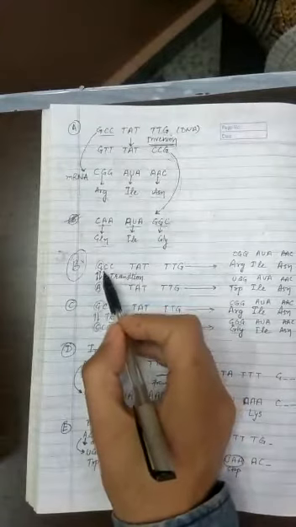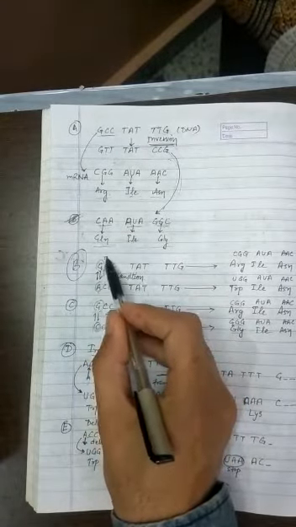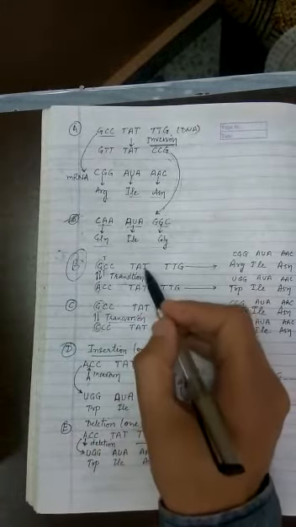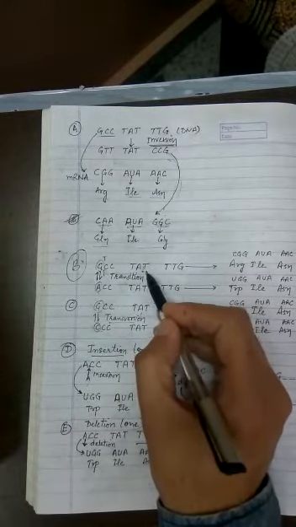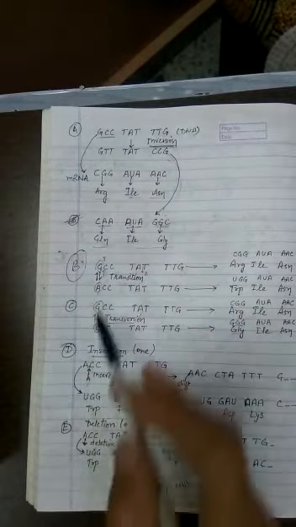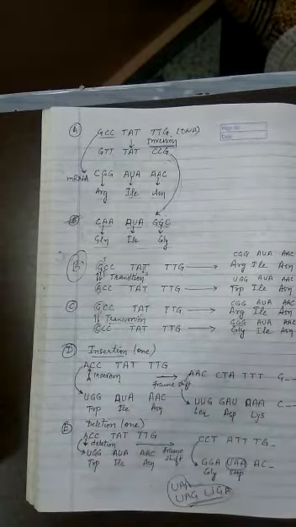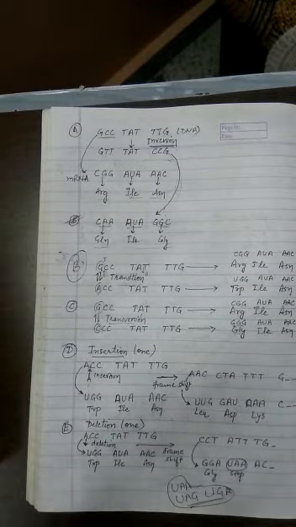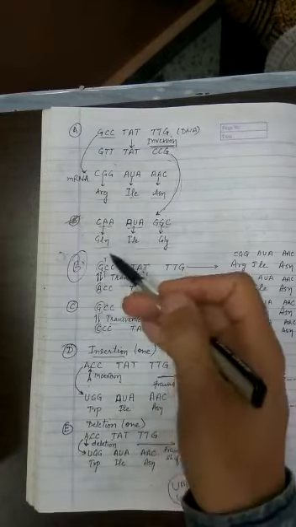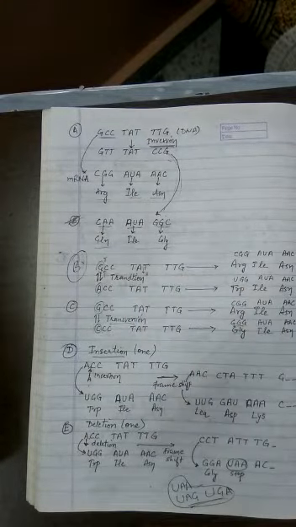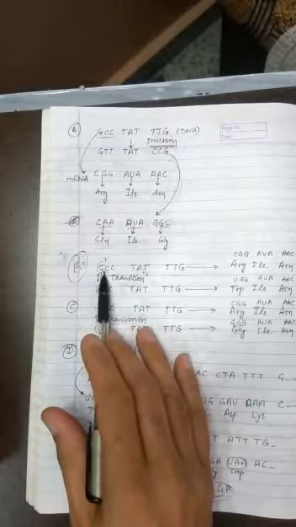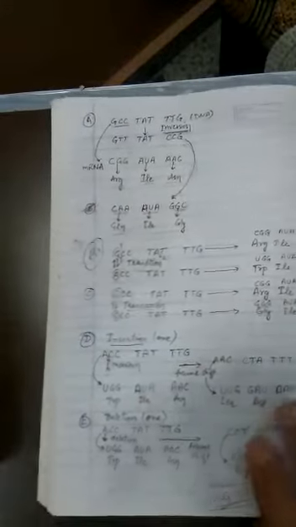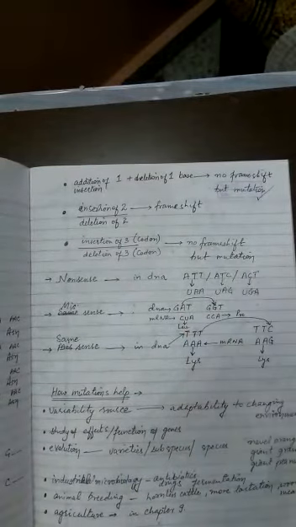Imagine that if you insert a T here, and if you remove the A from here, then obviously you are adding one and removing one, so there will not be any frameshift, because one you have added, one you have removed. But the problem is that the information has changed. Because the information has changed, it will cause a mutation, but it will not be a frameshift mutation.